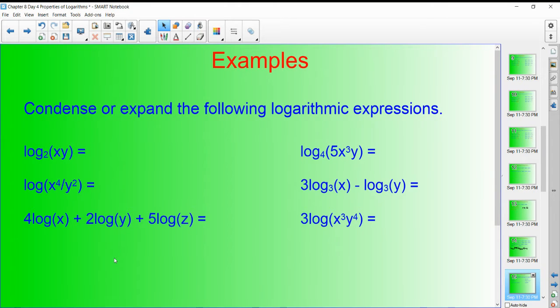Now, I want you to try these 6 out, or try as many of these out as you feel is necessary for you to understand this topic. Some of them start as a single log, and I want you to split it up into multiple logarithms. Some of these have 2 logs or 3 logs. I want you to condense it into a single logarithm. So if it's multiple logs, let's convert it to 1 log. If it's 1 log, let's convert it to multiple. Pause the video, take 5, 6, 7 minutes, try them out, show yourself that you can use all these new rules that we've learned.